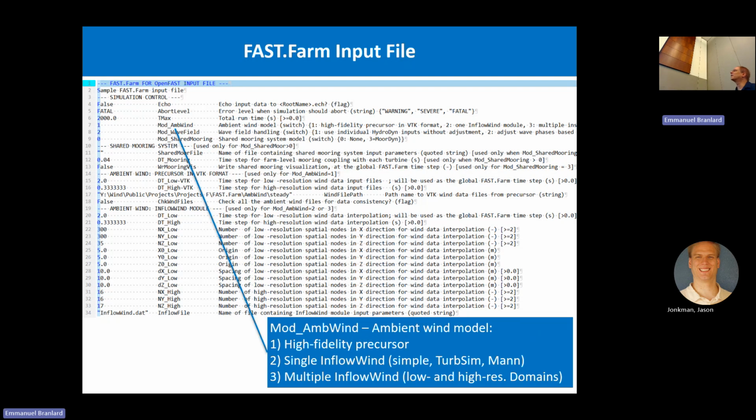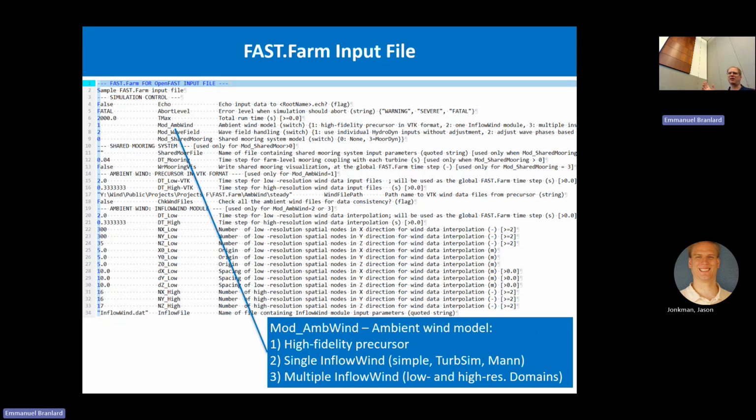Yeah, the next option is the Mod_AmbWind, and this actually may be changing here in the next few months as we're talking about hybrid inflow and so on options. But right now it's 3 options. Option 1 is you're using LES precursor, and right now that precursor stores a VTK file directly that FAST.Farm can read. The other 2 are really for the synthetic models, Mod_AmbWind 2 and 3, and 2 is really just saying there's one InflowWind instance that is used for both domains.